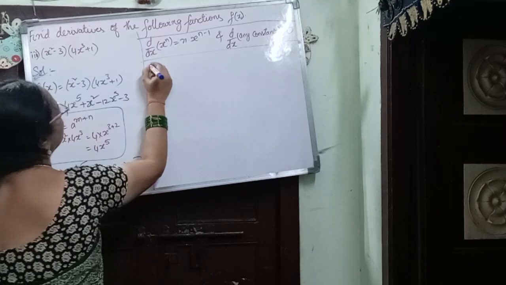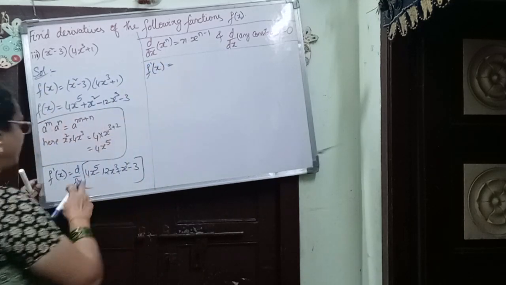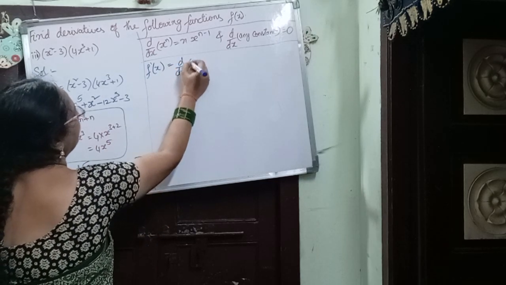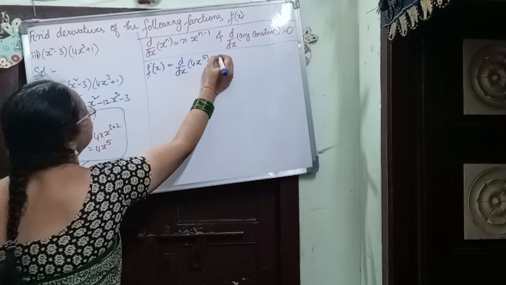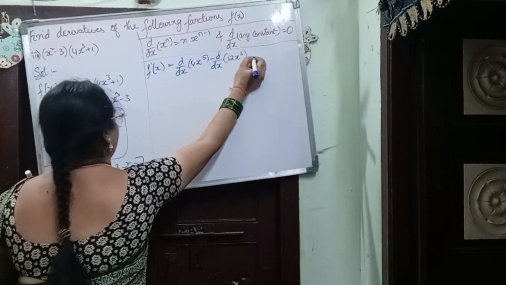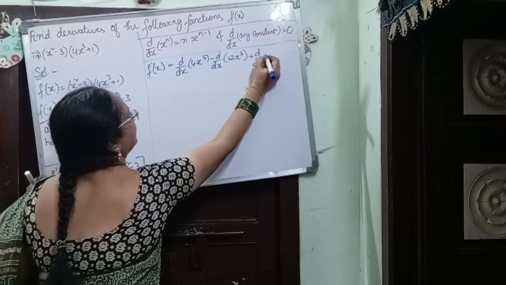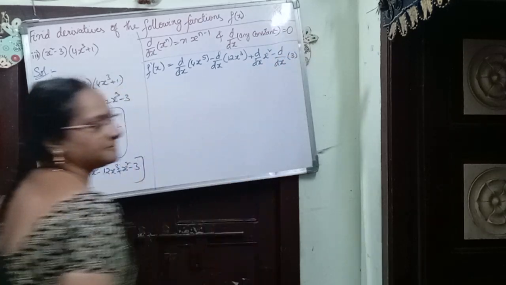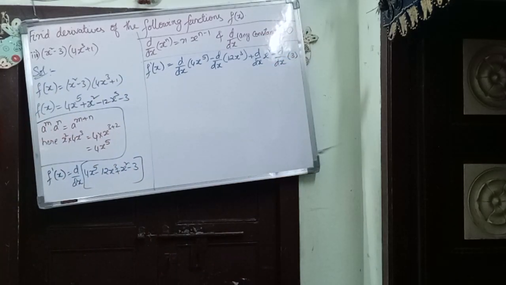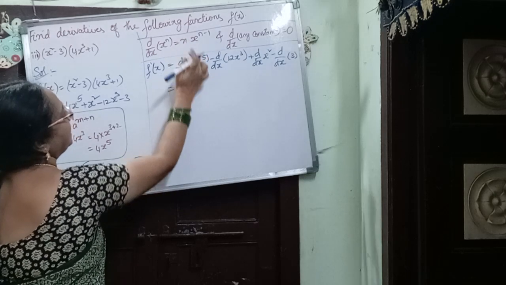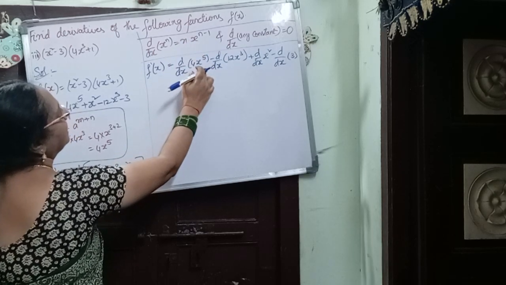Okay. So f dash of x is equal to, first one is what? How can we write this? d by dx of 4x power 5 minus d by dx of 12x cube plus d by dx of x square minus d by dx of 3. Like that we have to separate each term using their signs before. Okay. Now what will you get here? This is using this formula.